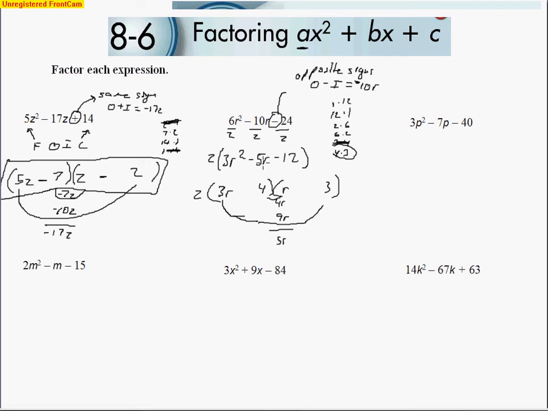To make it negative now, I need 9 to be negative. 9 is this one right here, 3 times 3r. So I want the minus sign here and the plus sign here, and that would be the correct form.